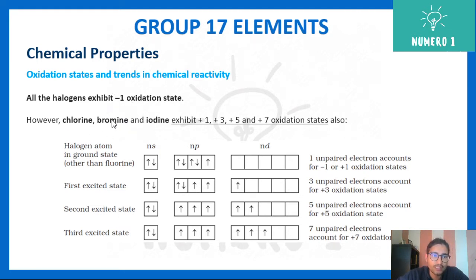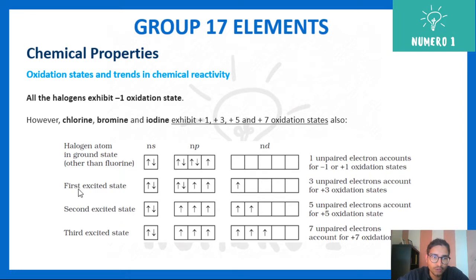Now, chlorine, bromine and iodine, they also exhibit +1, +3, +5, +7 oxidation states. Okay, so note that fluorine is not showing. The reason being fluorine is the most electronegative element, hence it does not show positive oxidation state, whereas chlorine, bromine and iodine, they show positive oxidation states. Also, you can see halogen atom in ground state other than fluorine. You can see this is ns2, np5 electrons.